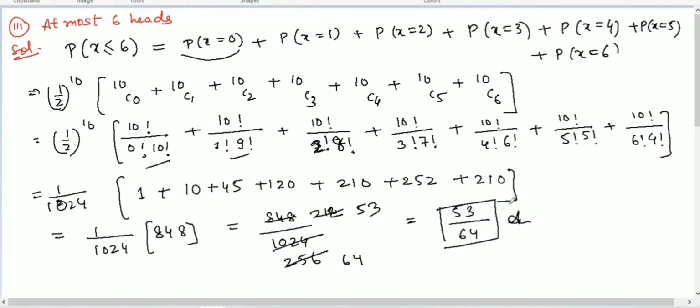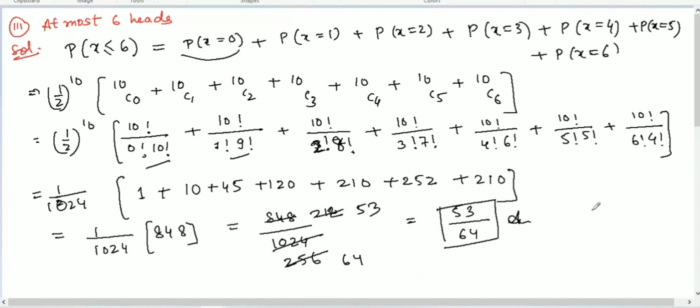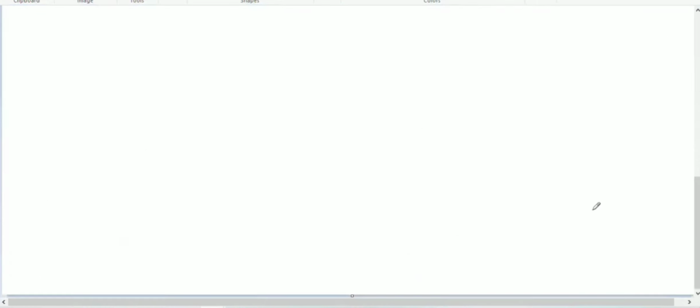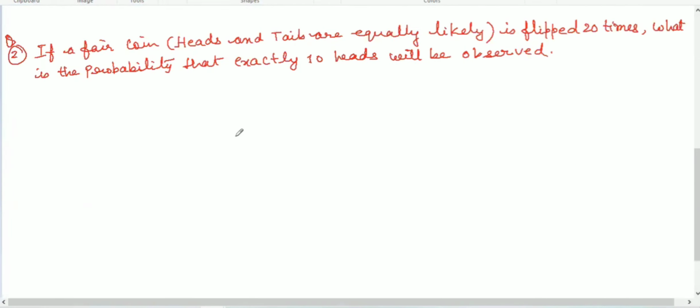Let's try another question here. So question number 2 is here. Let's try it out. Here is the question. If a fair coin, heads and tails equally likely, is flipped 20 times, so n is here 20, what is the probability that exactly 10 heads will be observed?